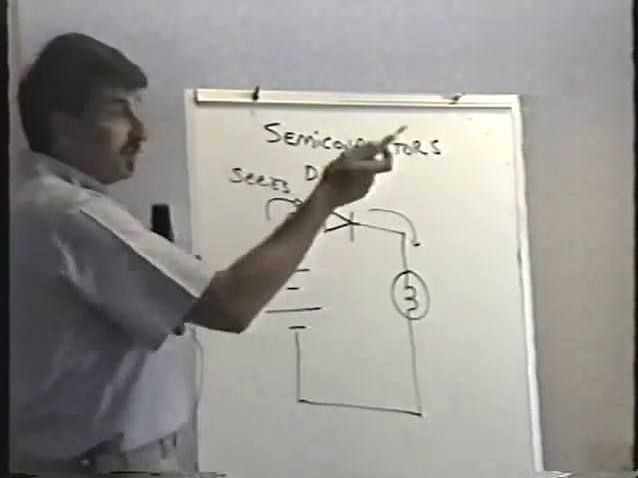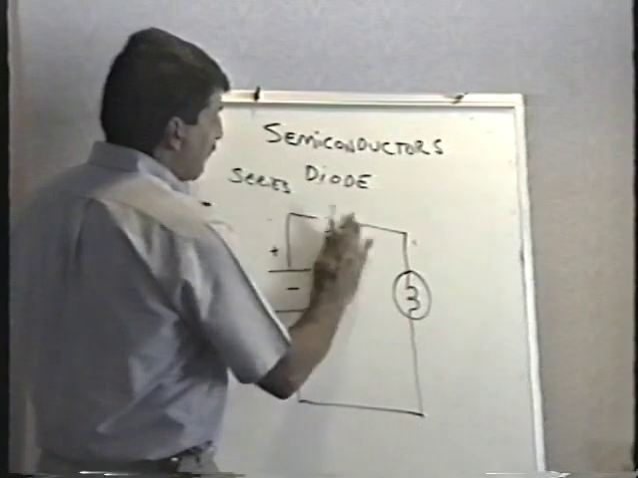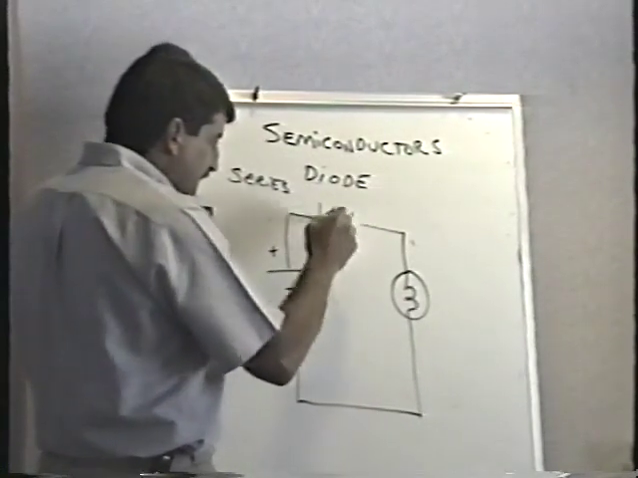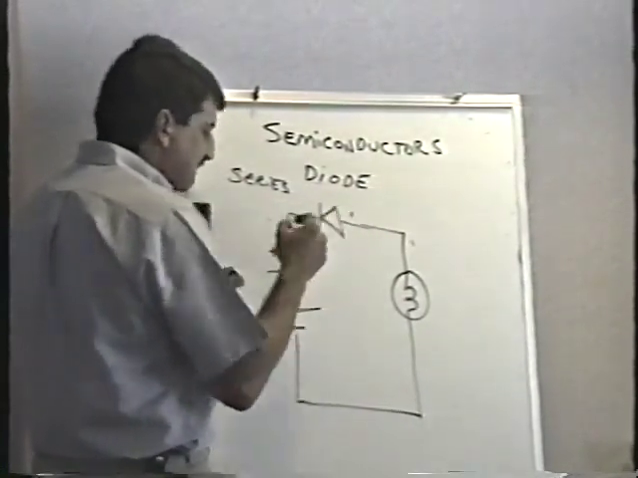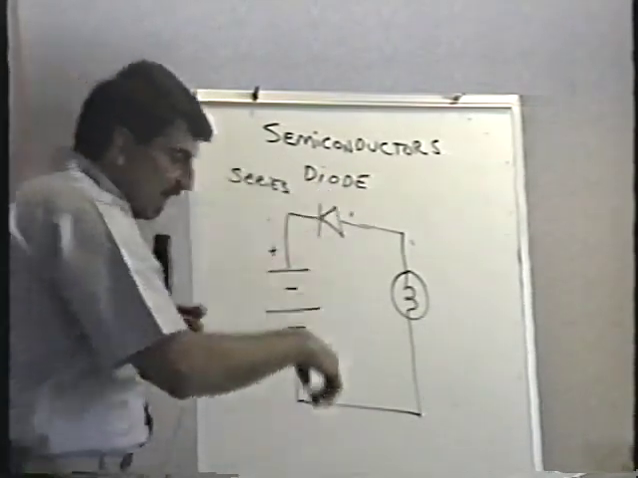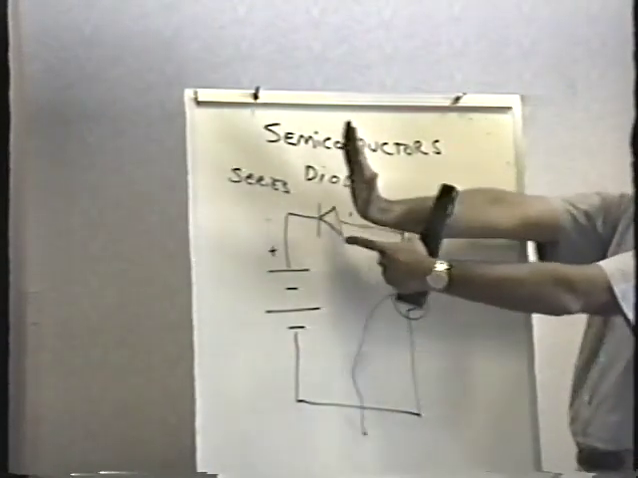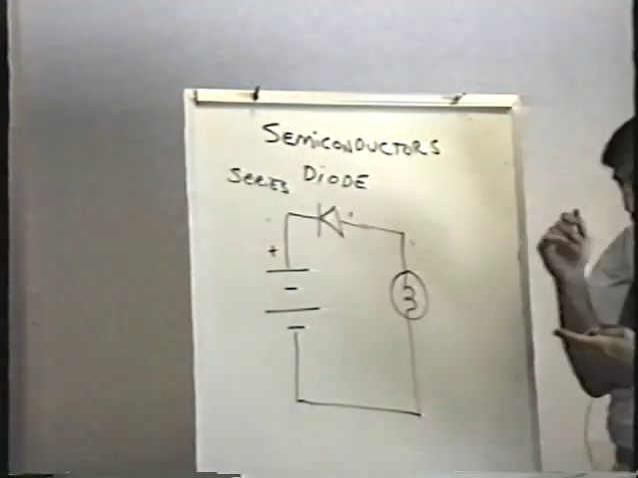Is it going the same direction as the arrow? Yes, it is. It's conducting. Then I reverse the diode. When I turn the diode around like this, remember the current still wants to go from positive to negative. We haven't changed that. But the diode's like this. It's going, hey, no way, Jack. You're not going through me. Forget it. And it's blocking it.